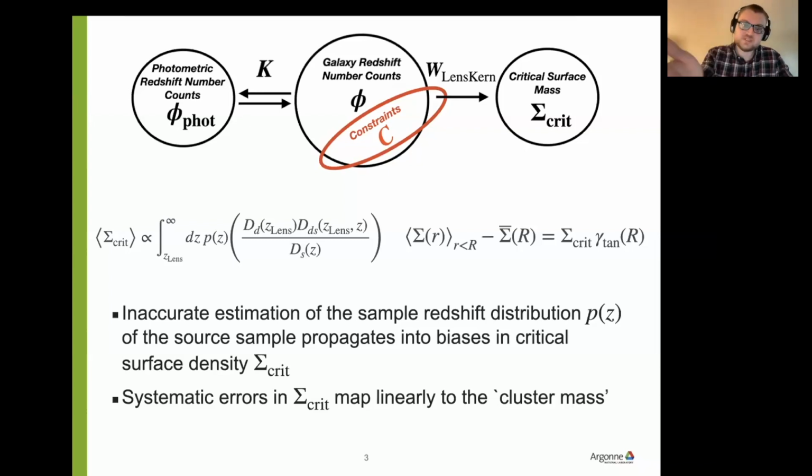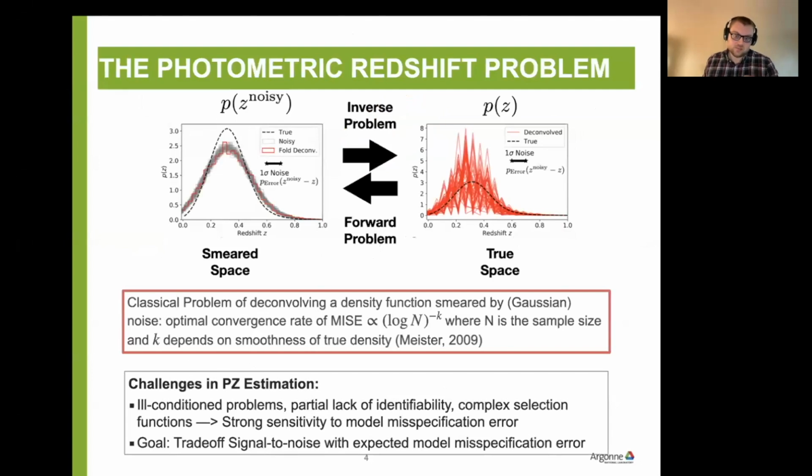So essentially what you see here in the top panel is the process that we are looking at. We need to deconvolve essentially the noisy photometry of galaxies to recover the true line of sight distribution of the source sample, and then we can estimate the critical surface density that then relates to the cluster mass. The main problem is that this is an inverse problem.